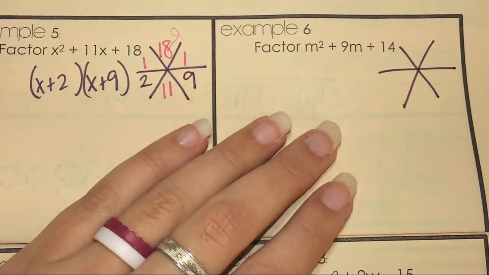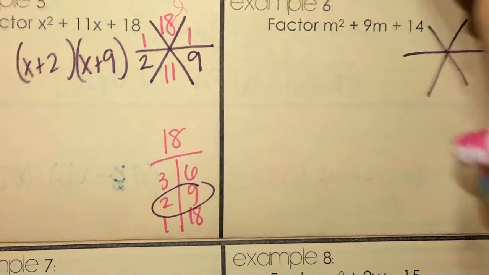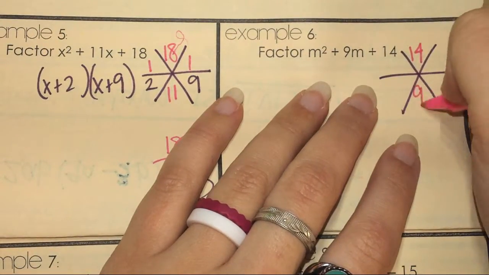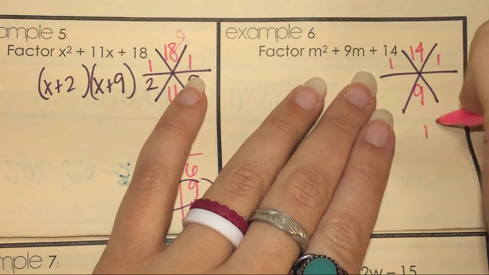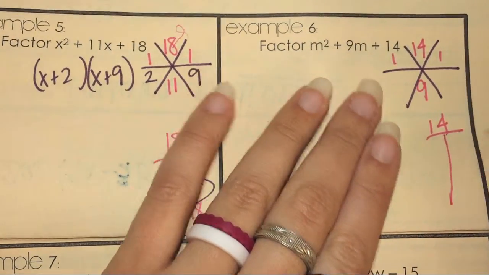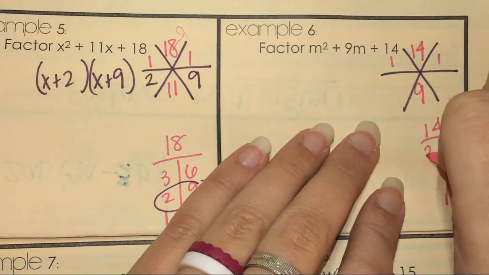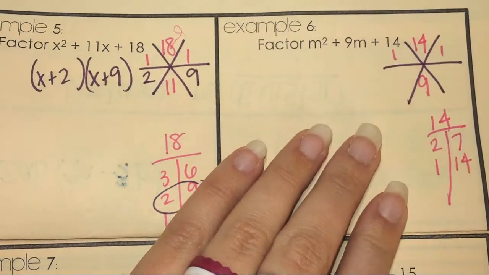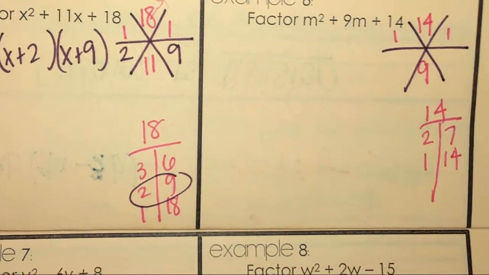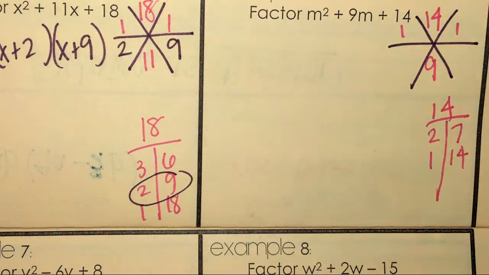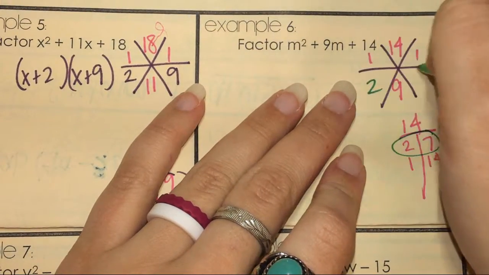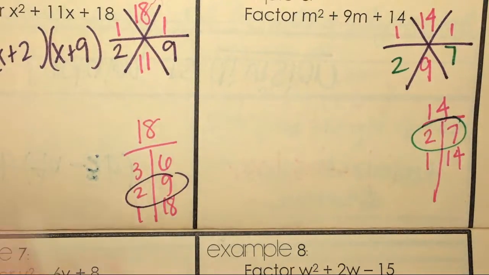Alright, on number 6, what number goes in the top of our star? 14. And what goes in the bottom? 9. Alright, now, I know that we know what number it is, but list for me the multiples of 14. 2, 7. 1, 14. Good. Alright, now what two numbers add to give us 9? 2 and 7. Alright, and what goes in our parentheses?